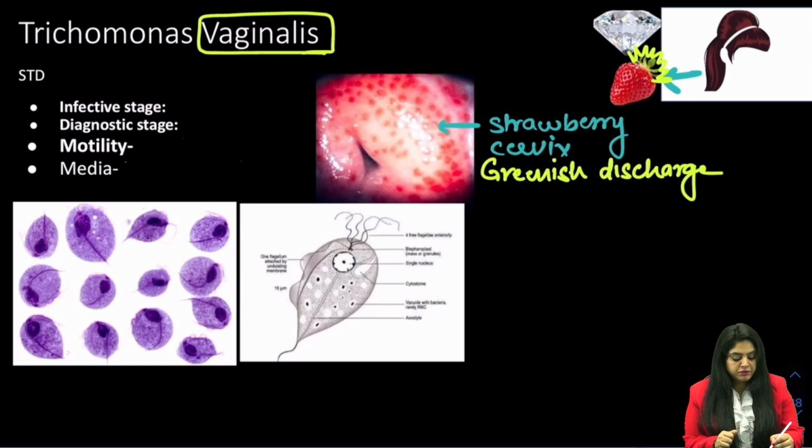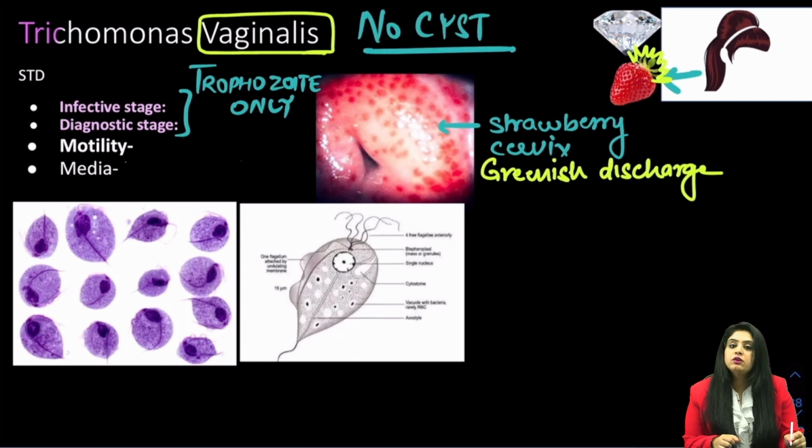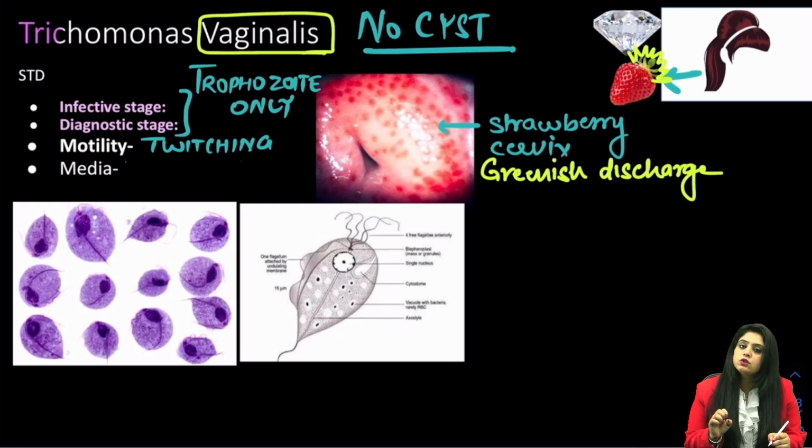Next, what are the forms that you will see? Because I'm talking about trichomonas, whether they ask me the infective stage or the diagnostic stage, the answer will always be T for trophozoite. Why? Because this only has trophozoite. There is no cyst form in trichomonas. So trichomonas is all about T. It is only trophozoite. And what is the motility? It is also T for twitching. T for twitching motility. So simple now, the story of trichomonas is trophozoite and twitching motility.